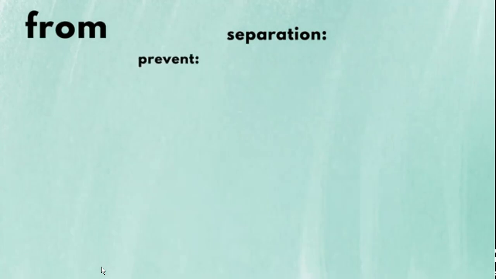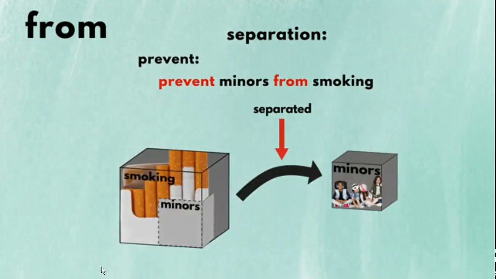Now to prevent something, at that time we also need the separation word, like "prevent minors from smoking". Here you can see there are lots of smokers, but among them there is some minor community. So we are trying to separate that minor community. So when we are doing separation, when we are talking about origin, at that time we use the word "from". Okay, I hope you can understand the difference between "of" and "from".